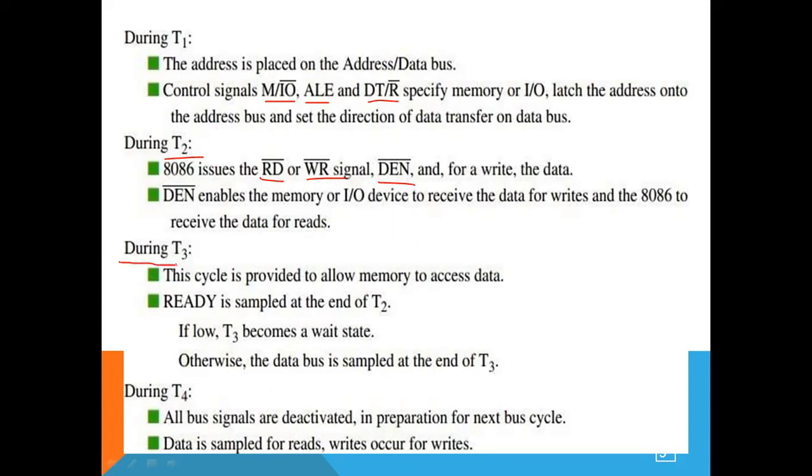During T3, the cycle is provided to allow memory to access the data. Ready mode is sampled at the end of the T2 state. If low, T3 becomes a wait state. Otherwise, the data bus is sampled at the end of T3. During the T4 state, all bus signals are deactivated in preparation for the next bus cycle. Data is sampled for read, and write occurs for writes.